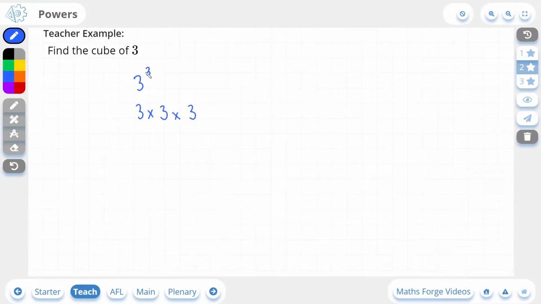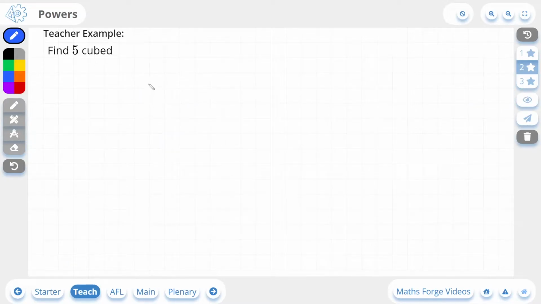The power, this little 3 at the top here, symbolizes that you're multiplying 3 onto itself 3 times, and the base number is the number that you are multiplying together. So now if we do 3 times 3, that's 9, times another 3, that is 27, and this should be our final answer. There it is.